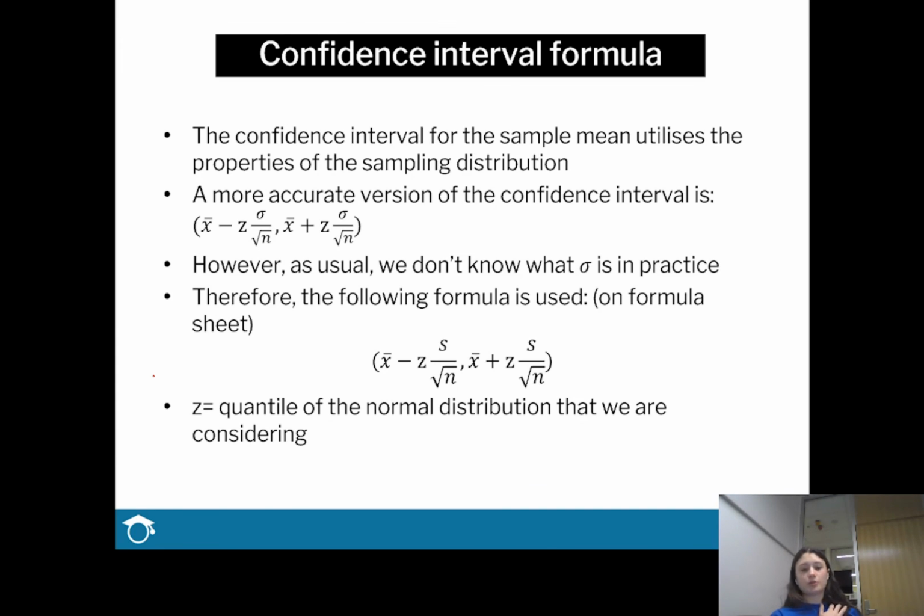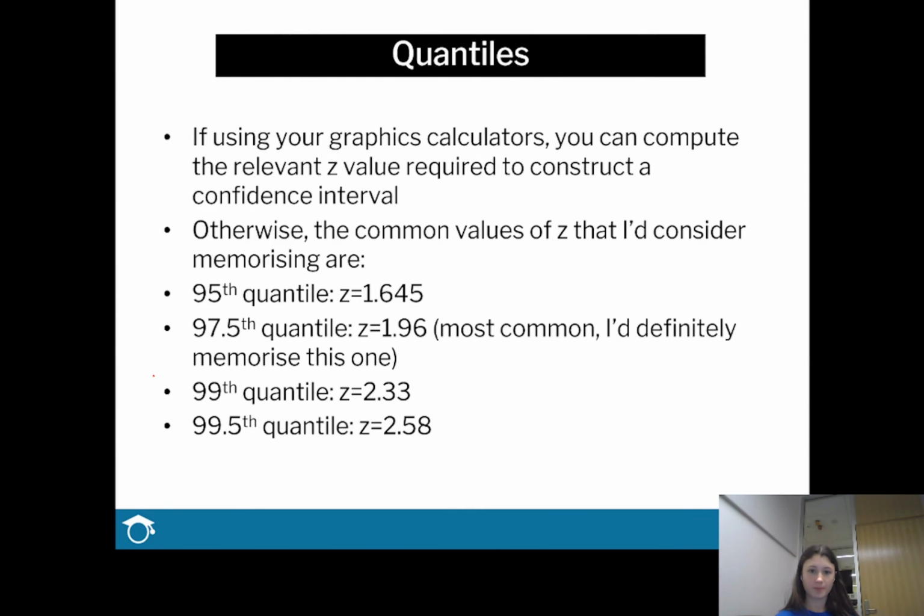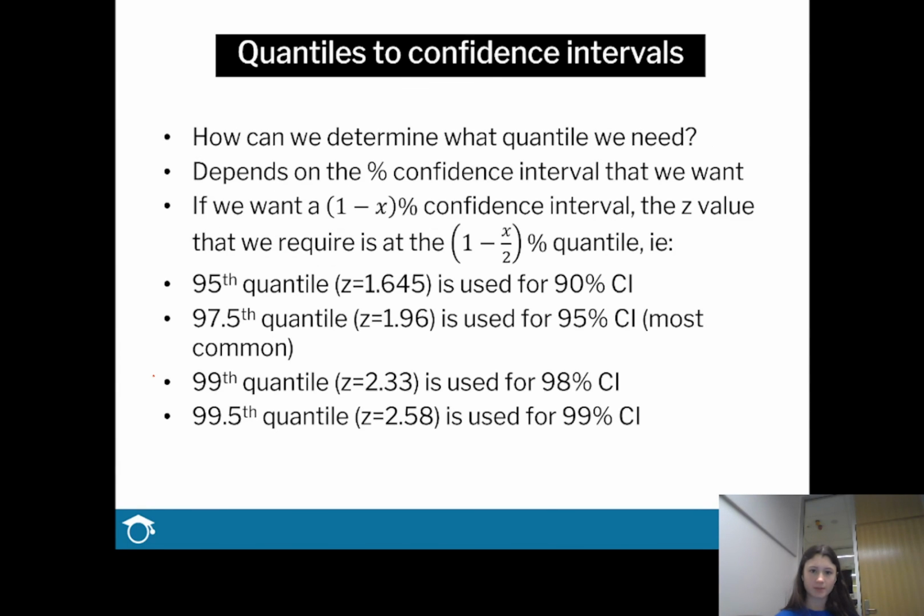So we're typically going to use the sample mean and number of trials to find the standard deviation, and then Z is the quantile of the normal distribution that we're considering. The quantiles, you don't typically have to remember all of the ones here. You usually only have to remember the 95th, 97.5, and 99th. You probably don't even need to remember them to that specific decimal place.